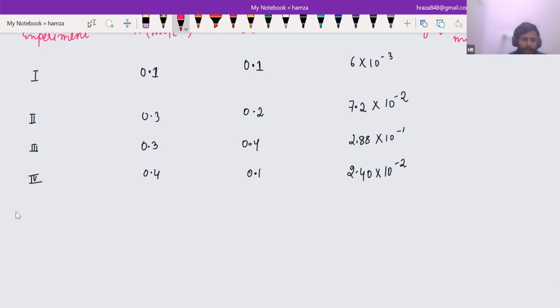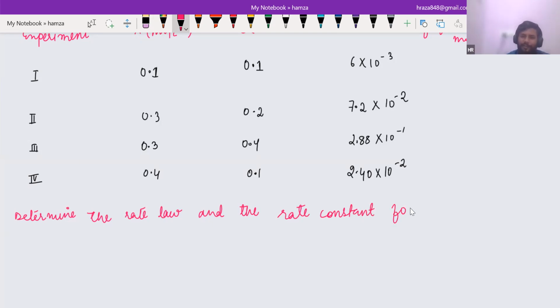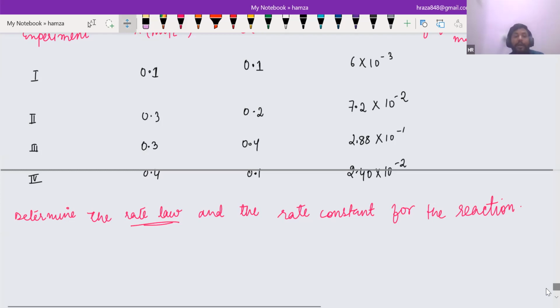Actually, the question asks that with the help of this information, you need to determine the rate law and the rate constant for the reaction. In order to determine the rate constant, you have to know the order of the reaction, and that order will be solved on the basis of the rate law. See, what I told you, in the rate law expression, this is an experimental quantity.